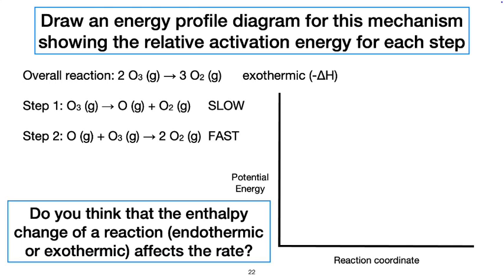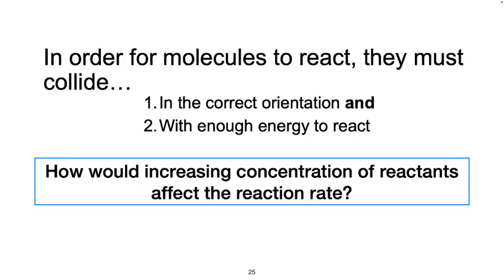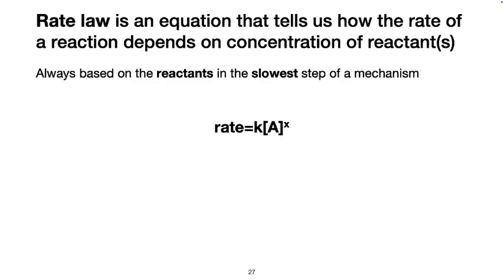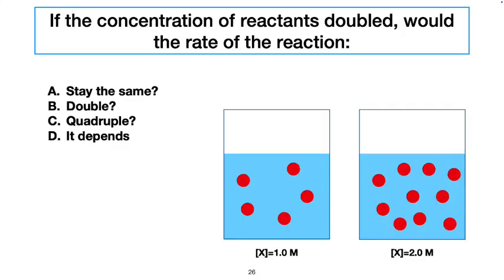It's dependent based off of the mechanism. If you change the mechanism, that's going to change the activation energies, which is why the activation energies are important, and that changes the speed of the chemical reaction. So if we're looking at an individual chemical reaction, maybe it doubles. Maybe it quadruples. Maybe it doesn't change at all, which sounds extra weird.